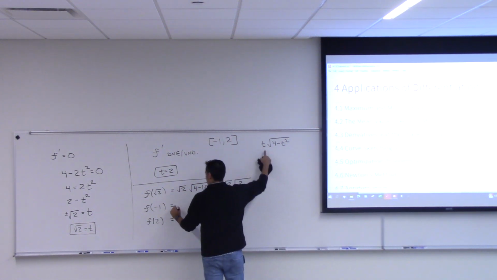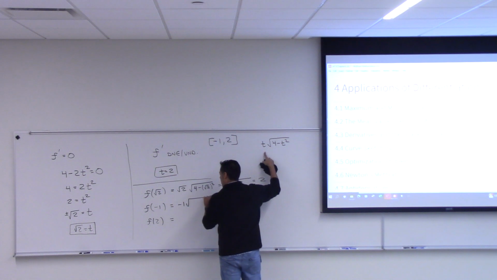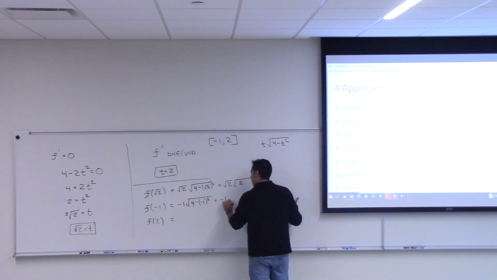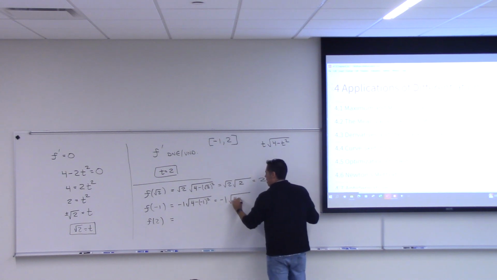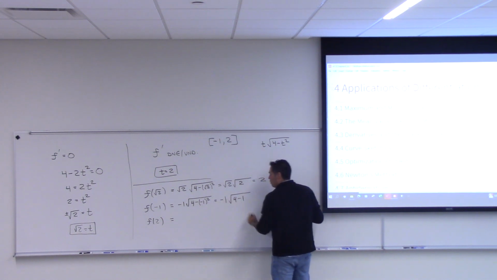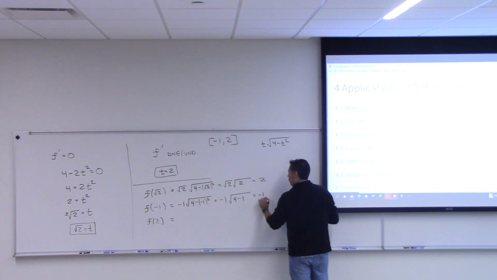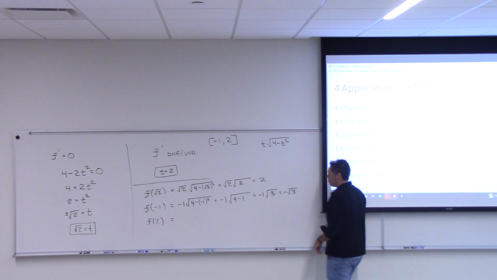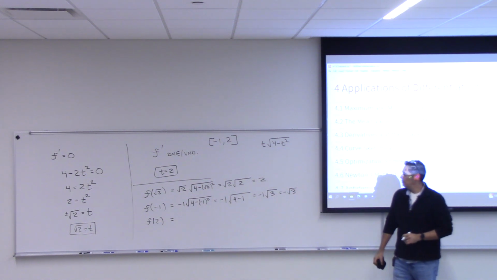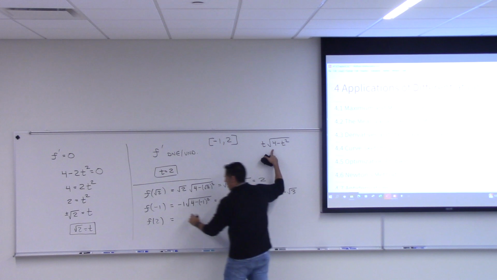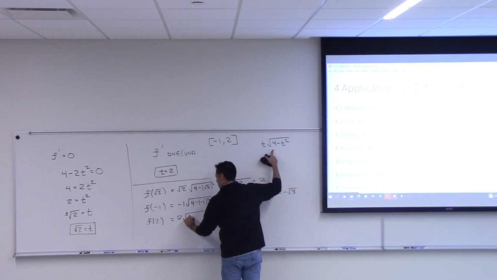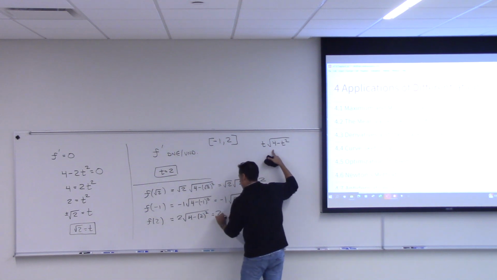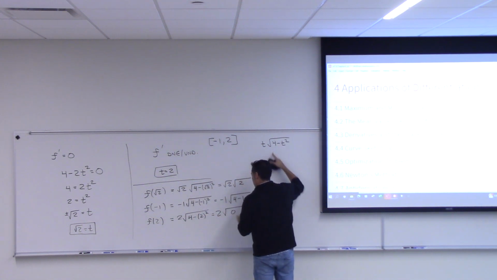And then -1 in here, we get -1 square root of 4 minus -1 squared. This is equal to -1 square root of 4 minus, when you square -1, you get 1, so 4 minus 1. And this is -1 square root of 3, or negative root 3. And then when I plug in 2, we just talked about this a second ago. If we plug in 2, we get 0, right? Because this will be 2 times the square root of 0, which is 0.